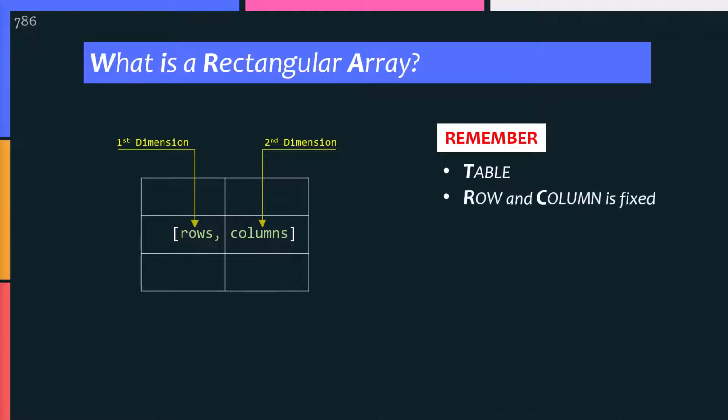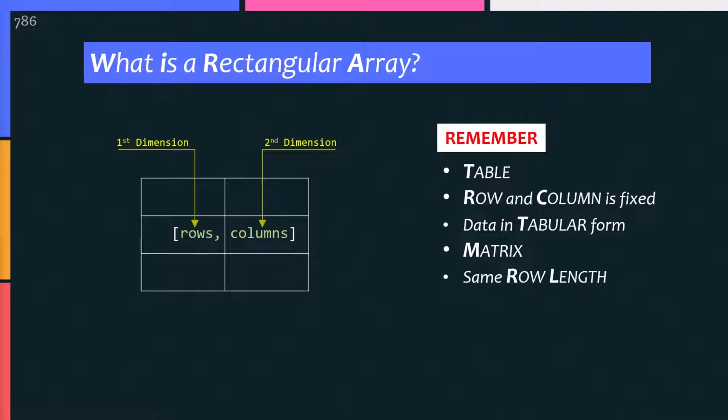The number of rows and columns is fixed. That means you cannot change row and column numbers once assigned to rectangular array. The data stored in this array will be in tabular form, also known as matrix. Keep in mind, every row is of the same length.